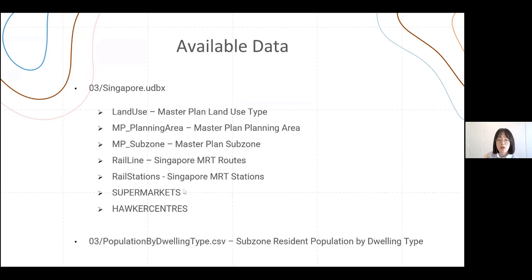So first, we have the one of detailed land use planning of small pieces of land in this whole country. And then we have planning areas that divide the land of Singapore into 55 areas, and each of them has a population of around 150,000. And also we have subzones. Subzones are much smaller than our planning areas.